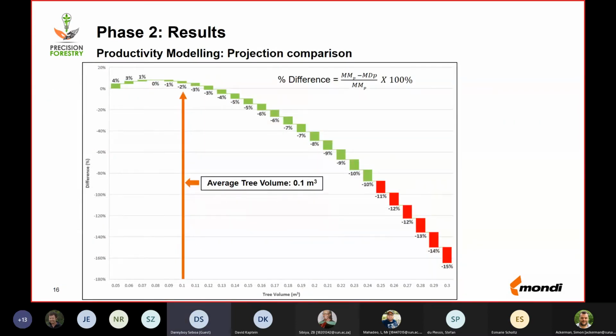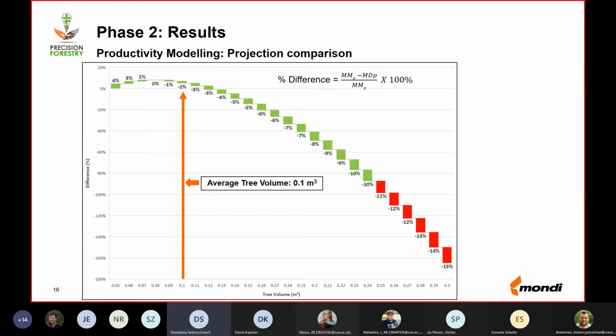Here we took productivity models for both machine and manual data plots and estimated productivity at different tree volumes, from 0.05 cubes to 0.3 cubes. Then we calculated the percentage difference between the models with the following equation: percentage difference is manually measured productivity subtracted by machine data measured productivity, divided by manually measured productivity, times 100 to get a percentage. So you have your tree volume in cubes against your percentage difference.